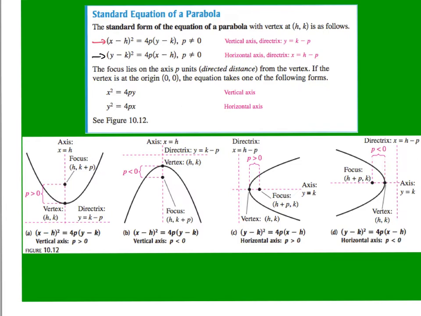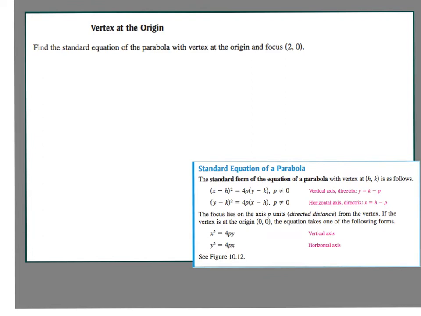All right, so now we're going to find the standard equation of a parabola with vertex at the origin and the focus at (2, 0). I always encourage you to sketch these. It makes more sense when you do it. So if I have a vertex at the origin, what did that give me?